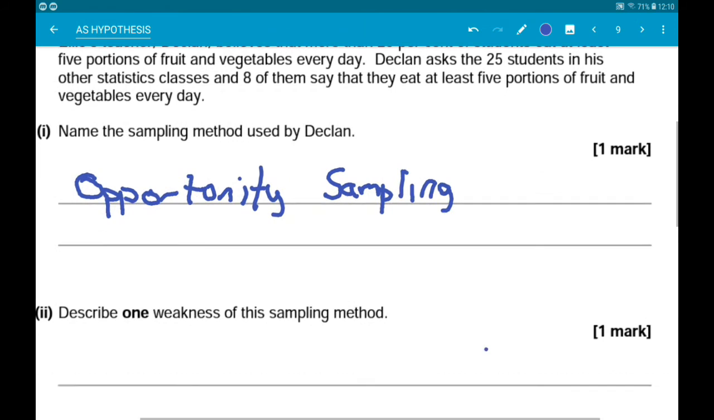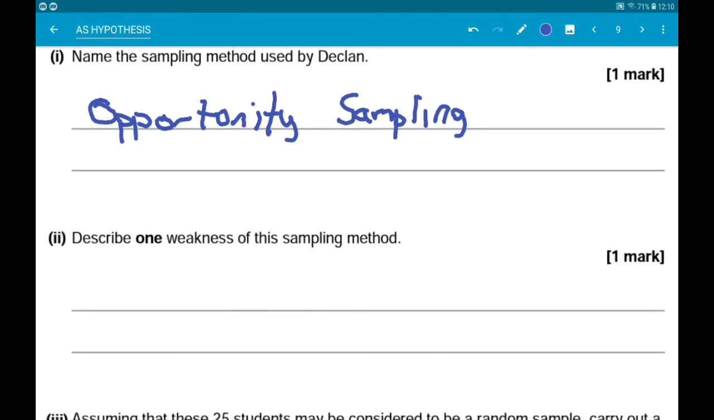Part 2 wants us to describe one weakness of this sampling method. So the 2 big ones I would say are that, first of all, everyone he has sampled is from the same school, so they are all going to be from the same region in the country, so not representative of the whole country. And then the other big one is that 25 students is definitely a very, very small proportion of all students, so again, not representative of all students.